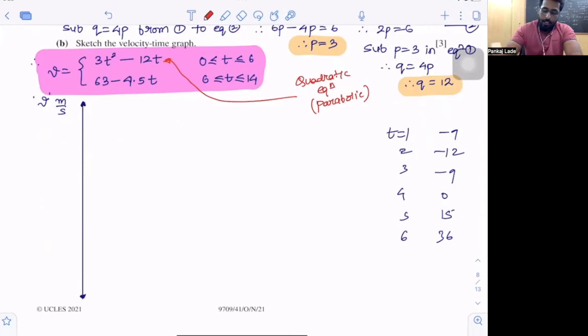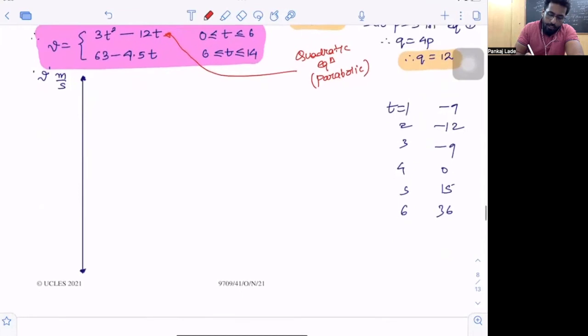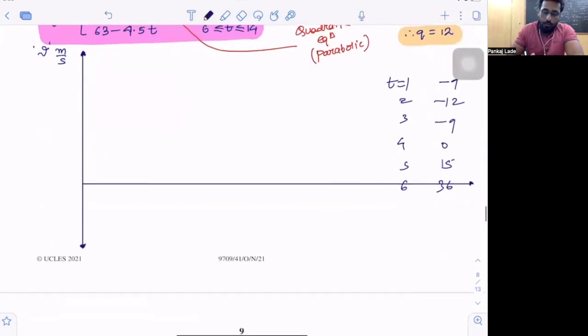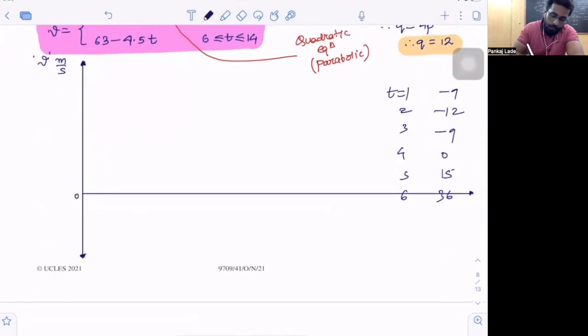So what I do here is I just draw a horizontal line. Let's draw a horizontal line like this. You can extend further. Okay, that's a horizontal line. And you can take values from 0 to 14. So this was 0. That's 1, 2, 3, 4, 5, 6, 7, 8, 9, 10, 11, 12, 13, and 14.